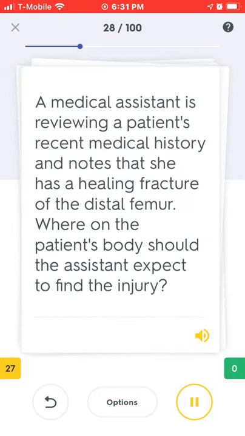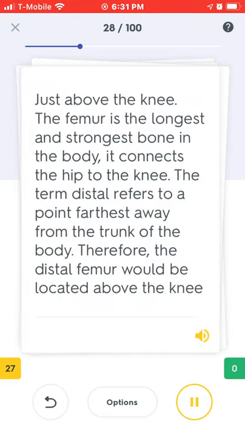A medical assistant is reviewing a patient's recent medical history and notes that she has a healing fracture of the distal femur. Where on the patient's body should the assistant expect to find the injury? Just above the knee. The femur is the longest and strongest bone in the body. It connects the hip to the knee. The term distal refers to a point farthest away from the trunk of the body. Therefore, the distal femur would be located above the knee.